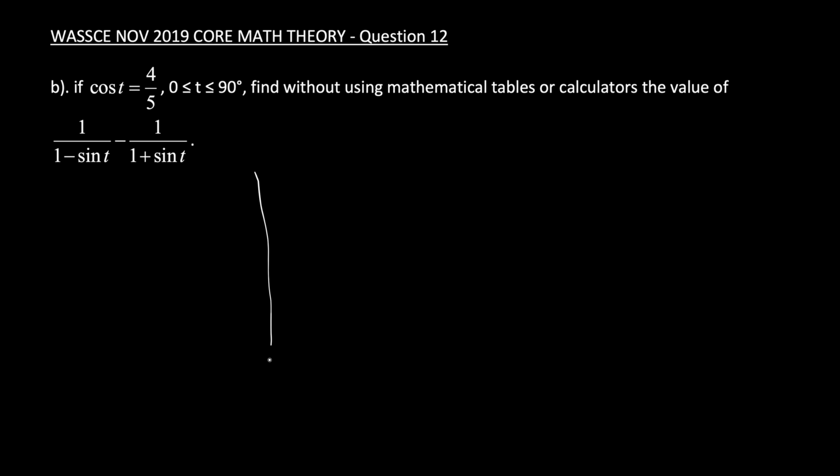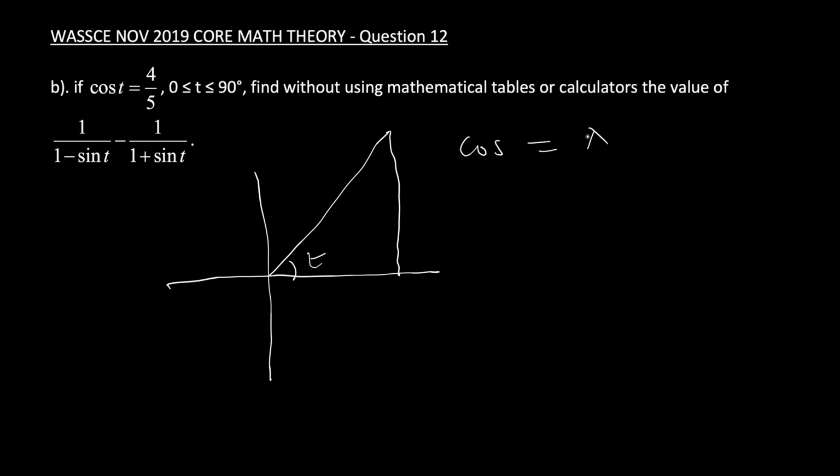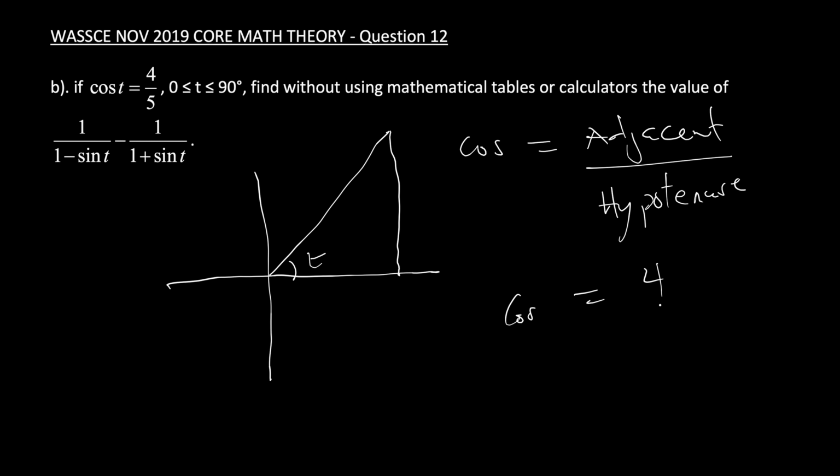So we know that t is between 0 and 90. So between 0 and 90 will be here. This will be our t. Now we know that cos is equal to adjacent over hypotenuse. And from our question, our cos is equal to 4/5. So we can say that our adjacent is 4 and our hypotenuse is 5. Now we know our hypotenuse and we know our adjacent. So we are left with our opposite.